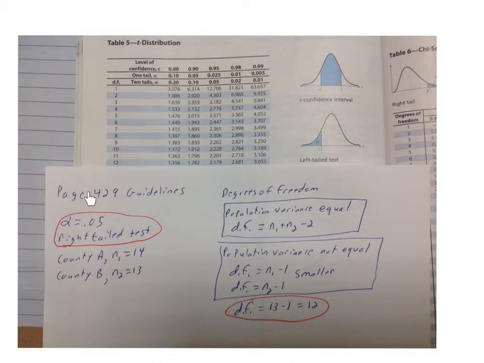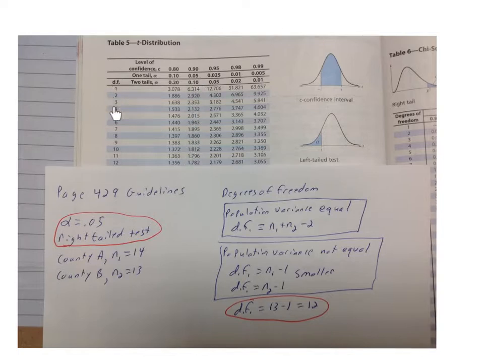Now I encourage you to look on page 429, the guidelines. They outline the steps very nicely there. In the problem you're given, alpha is 0.05 and it's a right-tailed test. And so for one-tailed alpha 0.05, it's going to be this column here we're going to be looking at. So we have the column.